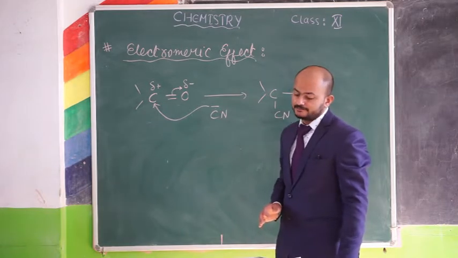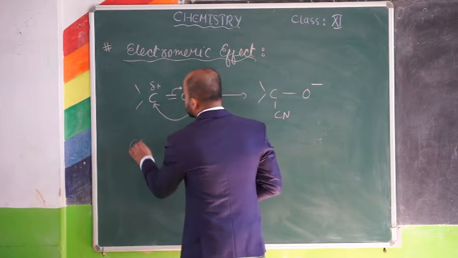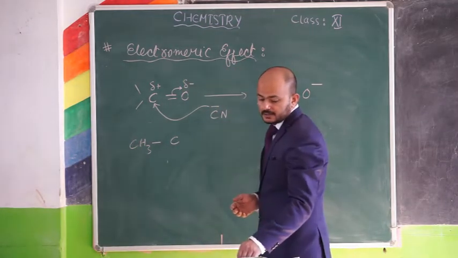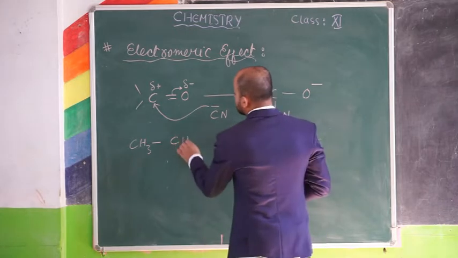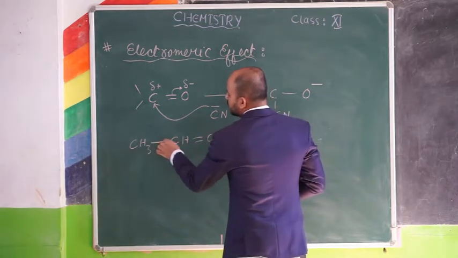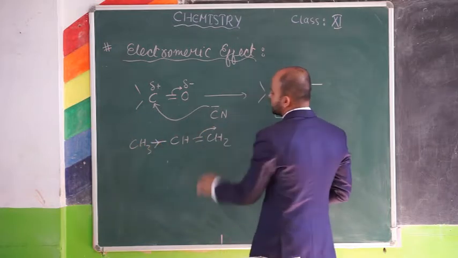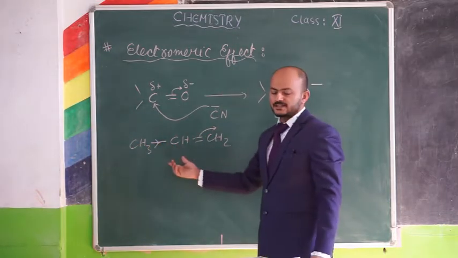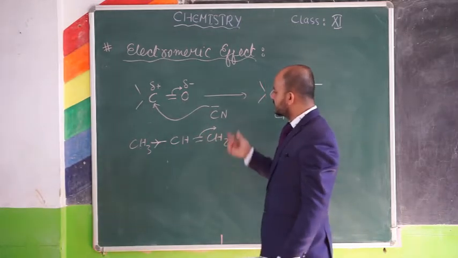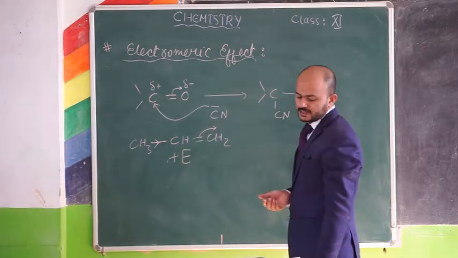Electromagnetic effect. Now, like you have the inductive effect, whenever there is some alkyl group attached to it, say CH3, you have CH3-CH double bond CH2. Now what will happen is CH3 will show plus I effect, and because of this the electrons will be shifted this side. Now, here it is known as what? Because of plus I effect, the electron is shifted this side, and this is known as plus E effect, plus electromagnetic effect.